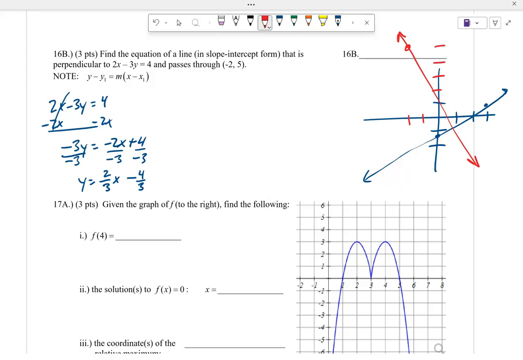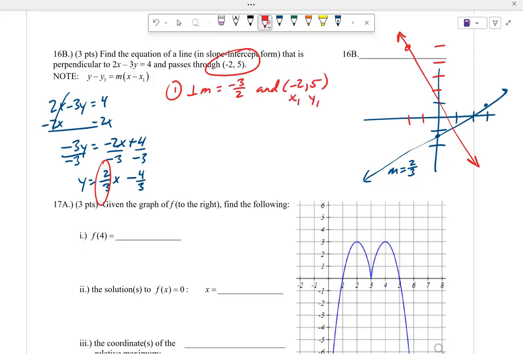Well, we need two things to write the equation of a line. We need a point, which we do have on that red line, negative 2, 5, but we also need a slope. Well, since it's perpendicular, we steal the slope from the given equation. The slope of this blue line is 2/3. So we know the perpendicular slope would be the opposite reciprocal. So we flip that around, instead of 2/3, 3/2, and we change the sign, negative 3/2. So we know the slope of the red line has got to be negative 3/2 because it's perpendicular to the blue line. And we know it goes through negative 2, 5.